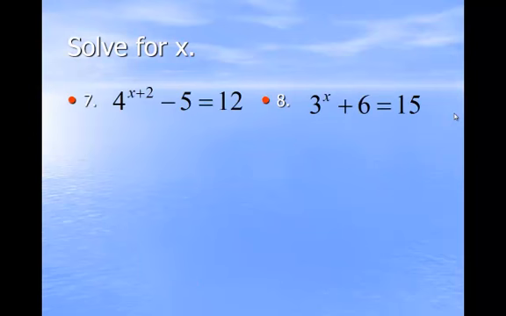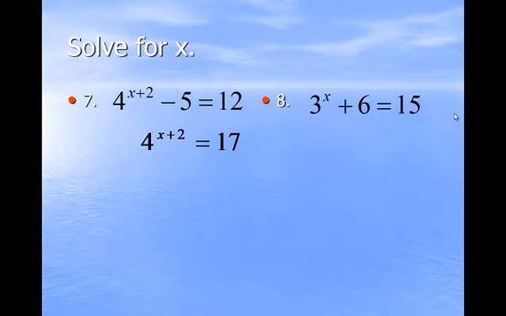Alright, in the next one, we are going to solve this exponential equation, but before we rewrite this with the word log, we have a step to do first. See if you can identify what the first step would be for number 7. First thing we're going to do is add 5 to 12 to get 17. And now after we do that, we're ready to go ahead and write this as a logarithm.